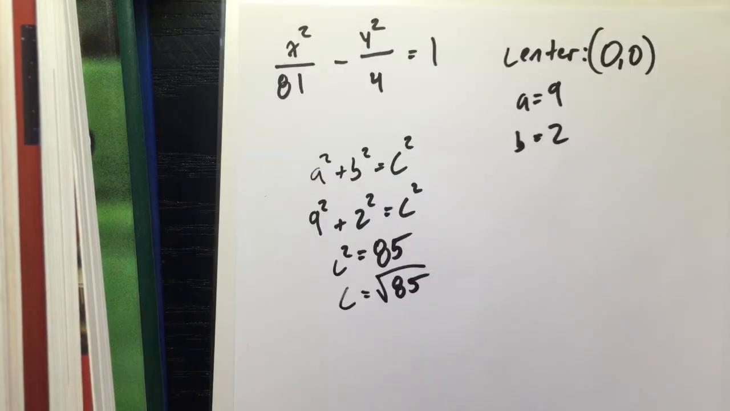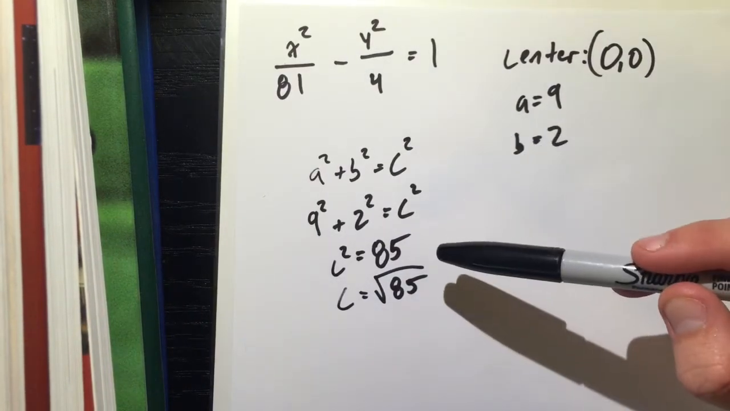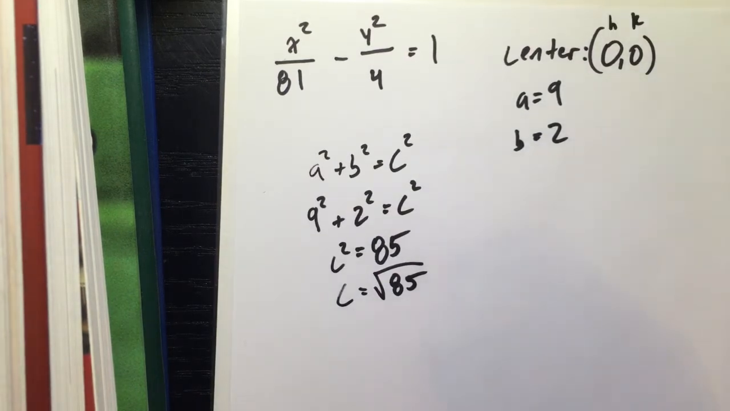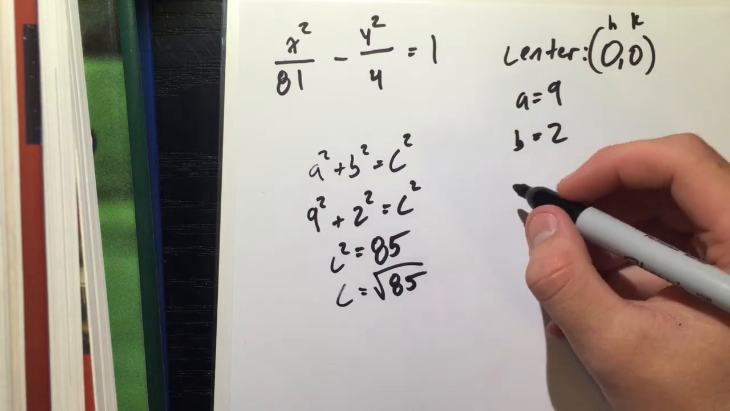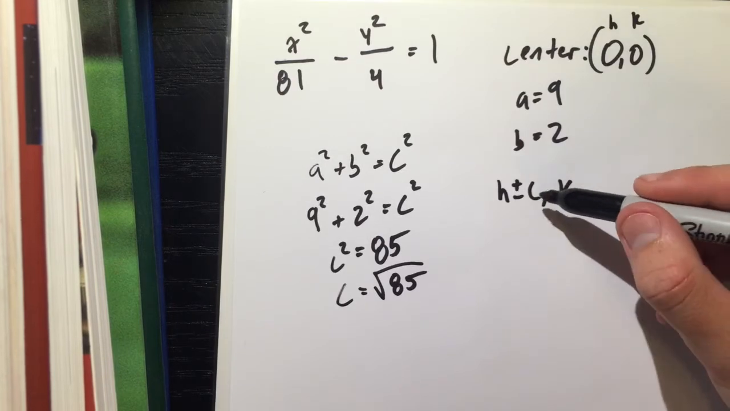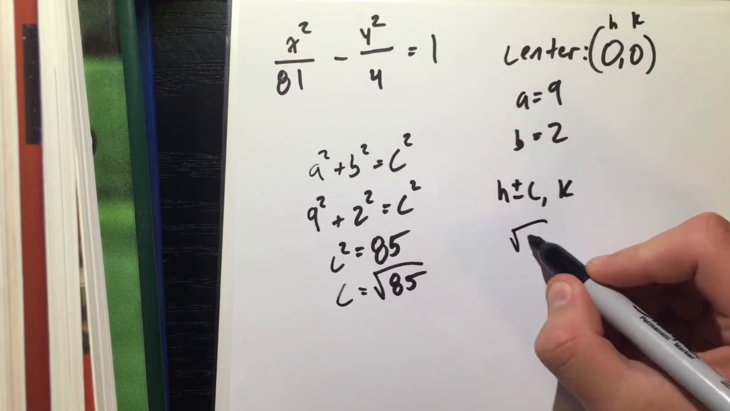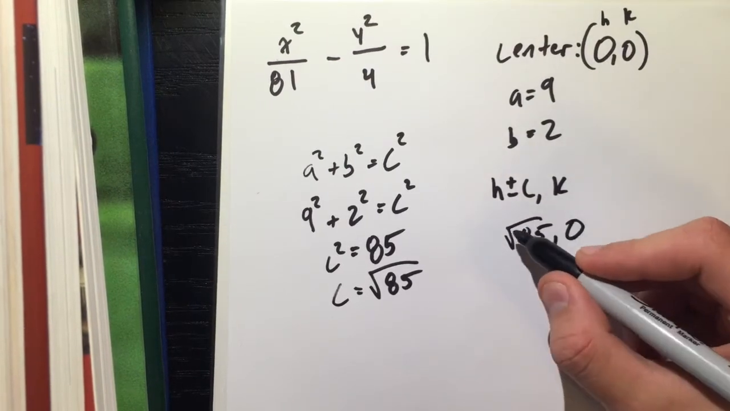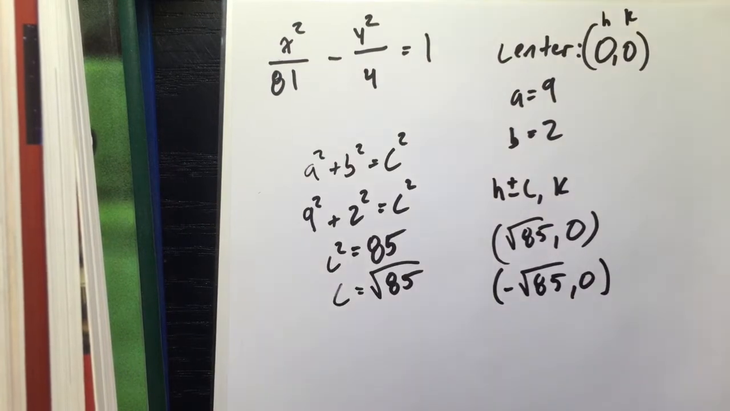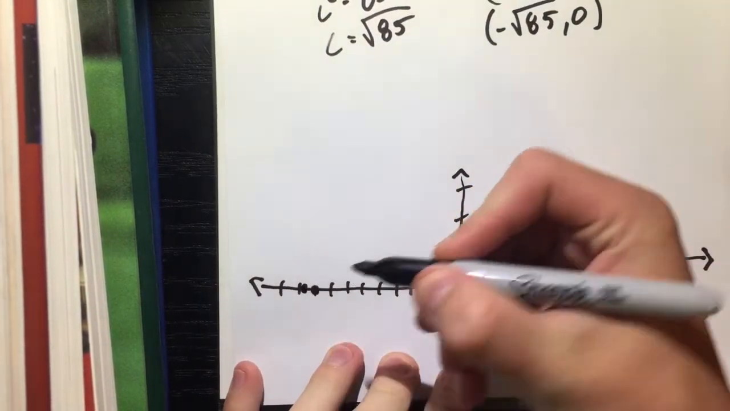Because we know a and b, we can plug a and b into the equation to find the foci, and find that c squared equals 85, and that c equals the square root of 85. So the formula to find the foci is h plus or minus c, k. So h is 0 and k is 0. So really, it is square root 85, 0, and the negative square root 85, 0. The square root of 85 is 9.21, so I'm going to put that point there and there.